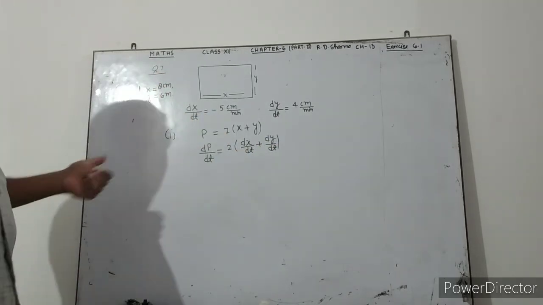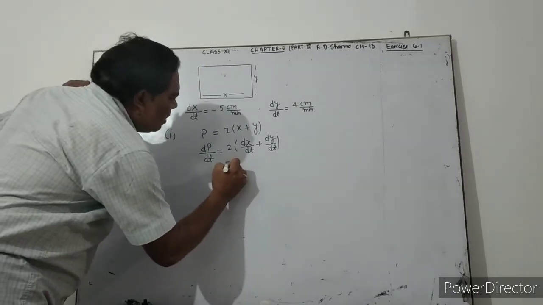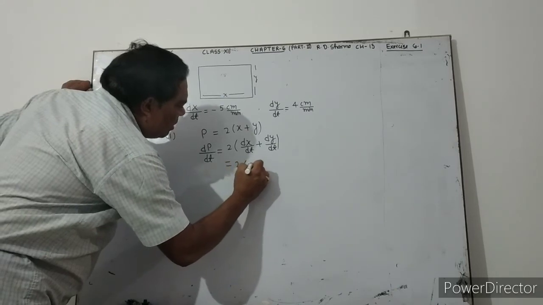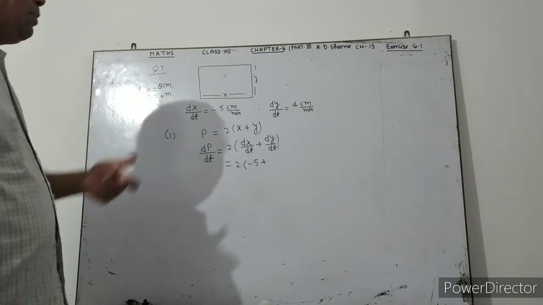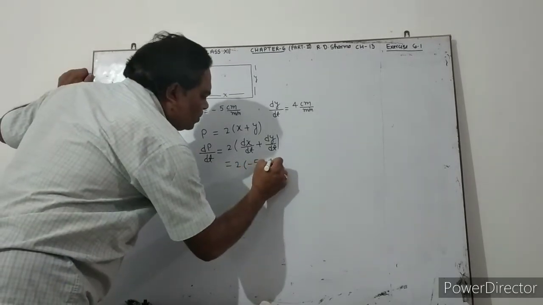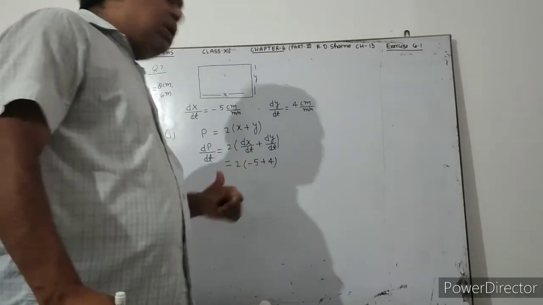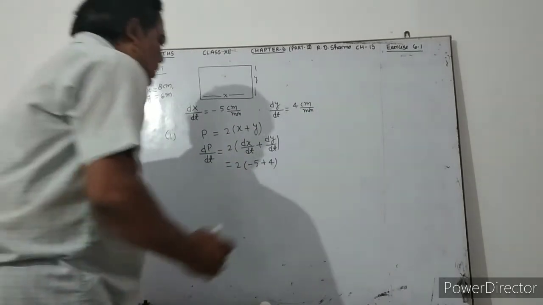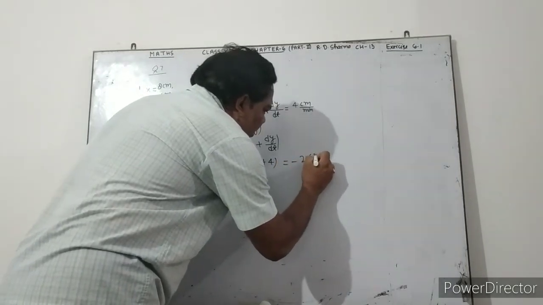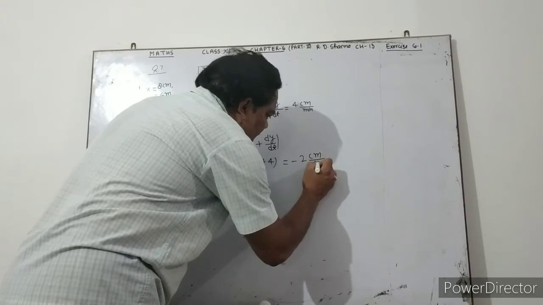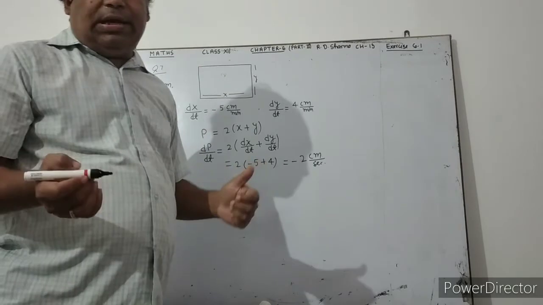dx upon dt. What is the value of dx upon dt? The value of dx upon dt is minus 5. What is the value of dy upon dt? It is 4. Then minus 5 plus 4 is minus 1. Then this is minus 2 centimeter per second. This is the rate of change in the perimeter of the rectangle.